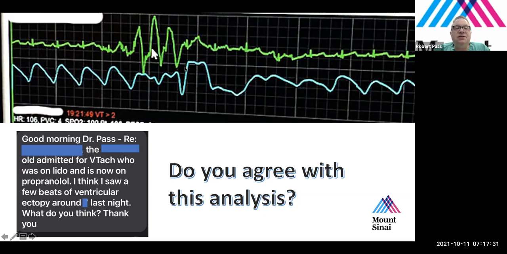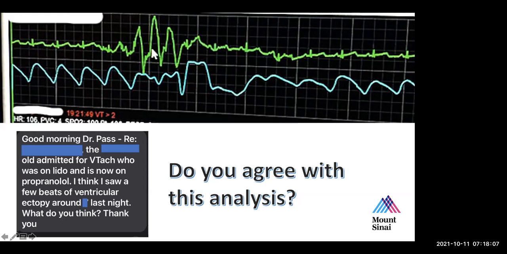And this is actually the arrow that the fellow was kind enough to give me to demonstrate what was concerning to them about the possibility of this being ectopy in this patient with known ventricular tachycardia. And I'm going to ask my good friend, Dr. Grace Kong, the October 2021 Fellow of the Month in the Mount Sinai Health System, what she thinks. Do you agree with your co-fellow about a few beats of ventricular ectopy?